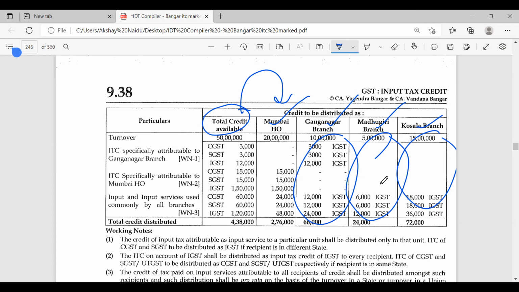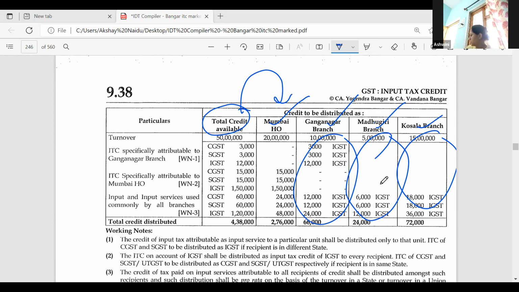Any mistake you have done while solving? Ma'am, what should be the 10,000 treatment? I will explain the entire question. Okay. Tell me what is the mistake you have done. I have distributed everything as IGST and not bifurcated as CGST, SGST for Mumbai head office. I told you that we have done the star mark separately. Rest of the people, any mistake you find?